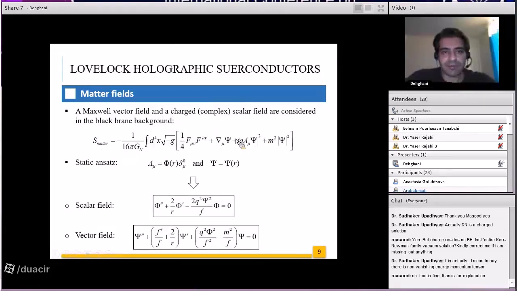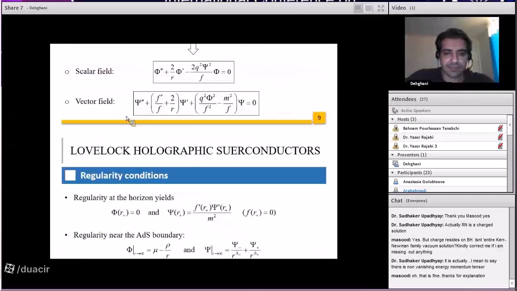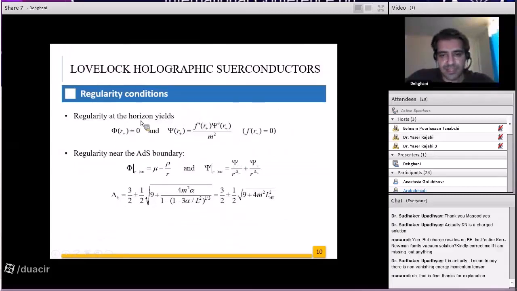Now we turn our attention to the superconductivity of the boundary theory. As usual, we consider a vector and complex scalar field in the bulk theory, and using static and homogeneous ansatz, by varying this Lagrangian, we find the scalar field and vector field equations. These two coupled equations have to be solved by imposing some boundary conditions, at the horizon and at the boundary.